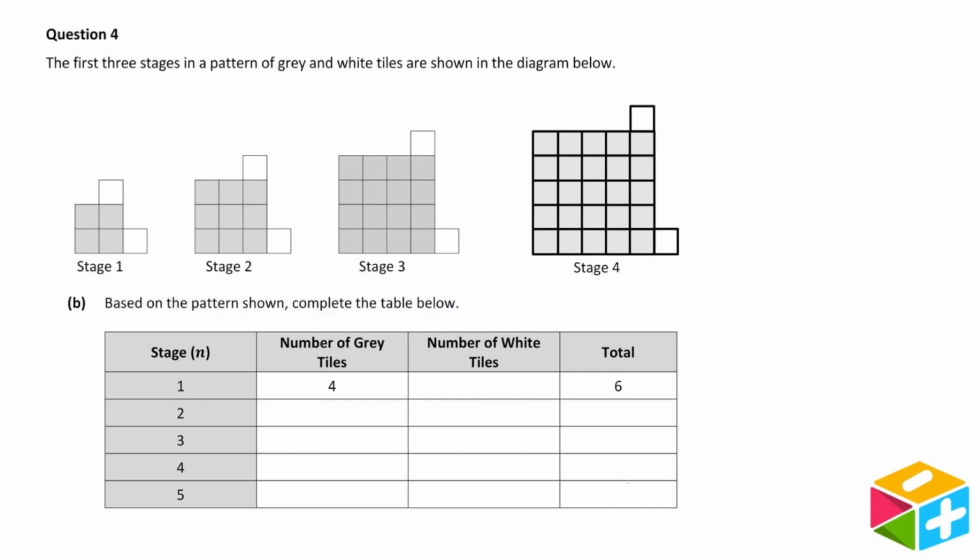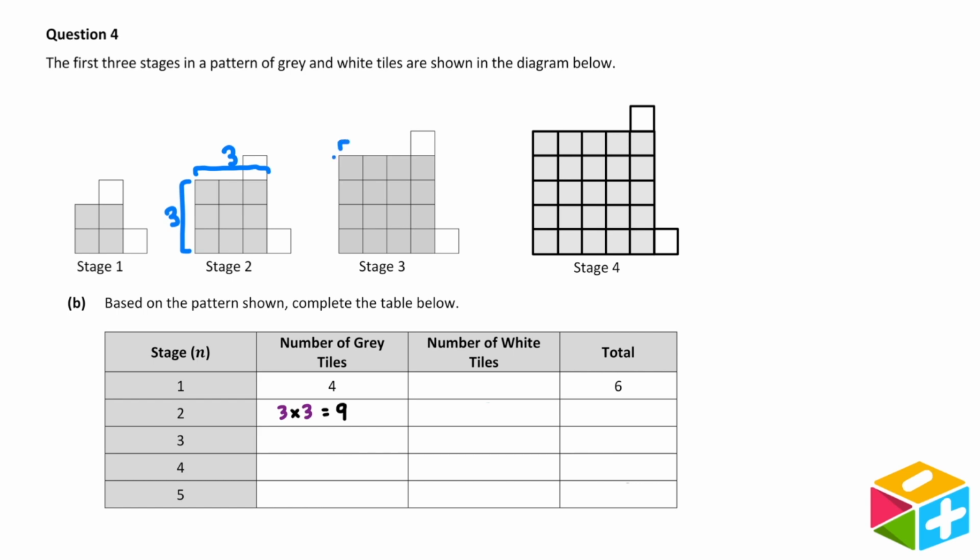We have the first 4 patterns drawn out, so we can use this as a guide when we're counting up the number of tiles. Let's begin by focusing on the number of grey tiles. In stage 1, the grey tiles form a 2x2 square, which gives us 4 grey tiles. In stage 2, the grey tiles form a 3x3 square. This gives us 3 times 3 equals 9 grey tiles.